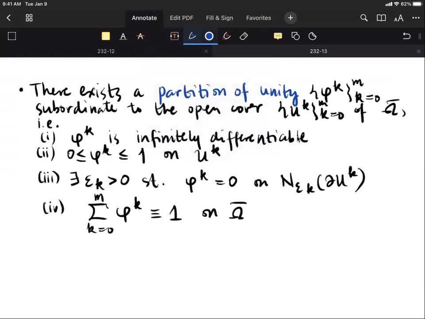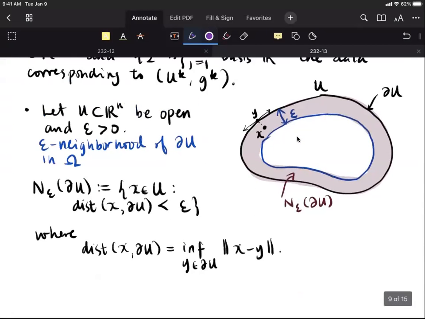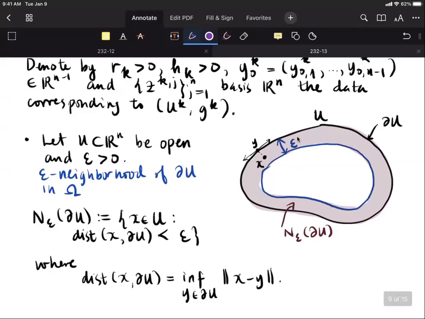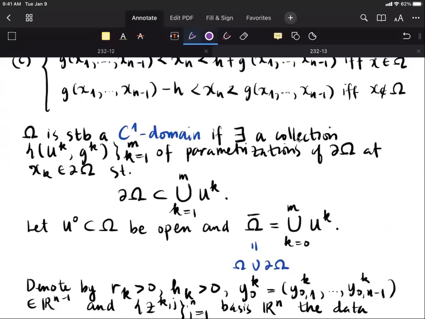So the construction of this will not be provided in this lecture, but to those who are interested, you can consult a book by Munkres. The name of the book is Analysis on Manifolds. So here, in the language of differential geometry, we also say that this C1 domain is a C1 manifold.